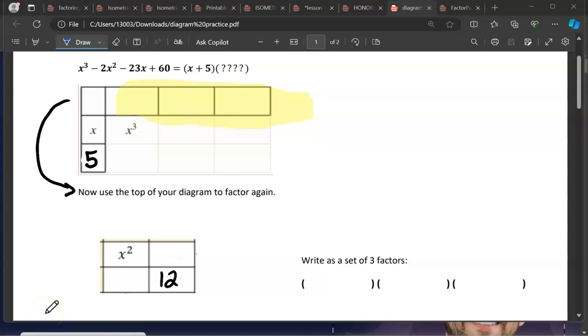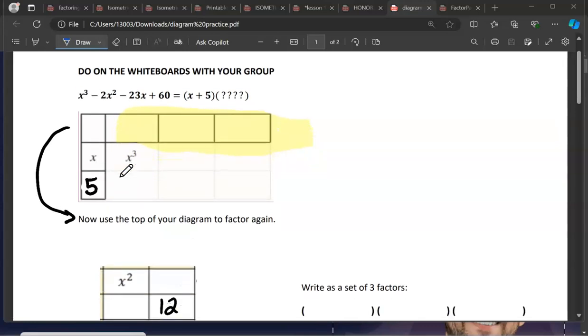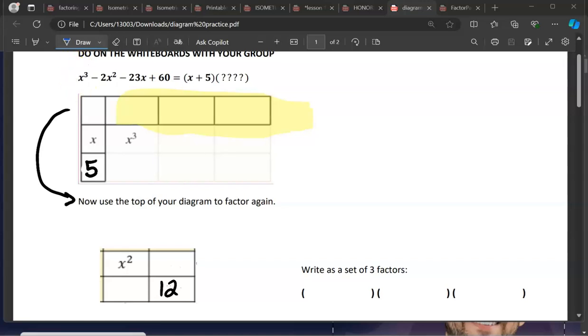All right, welcome to this video where I'm trying to just get through maybe one or two of these examples. These are just the extra practice I gave out here on Thursday, October 17th. If you look at this first example on the handout, what they're asking you to do ultimately is simply take the equation x cubed minus 2x squared minus 23x plus 60 and turn it into a set of three linear factors, or essentially three sets of parentheses.